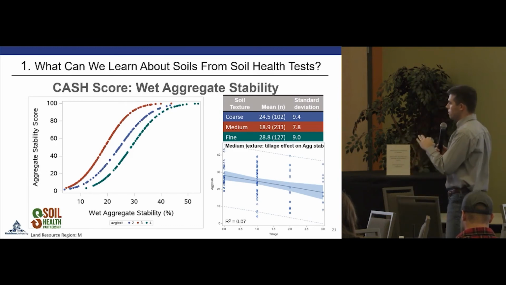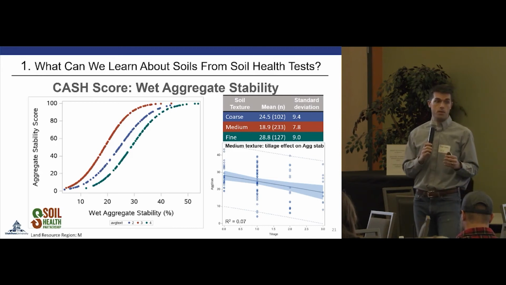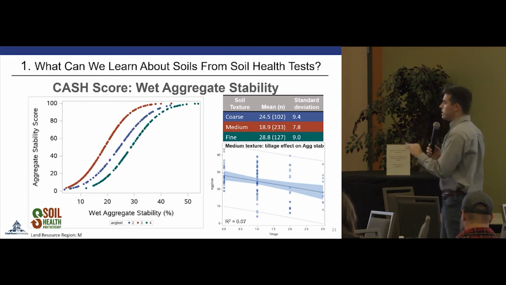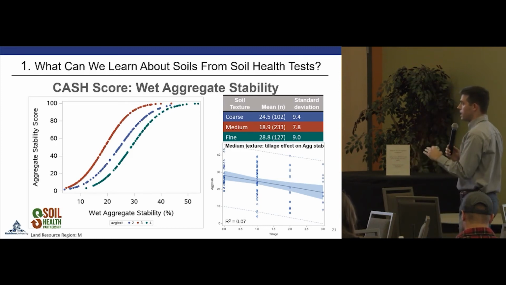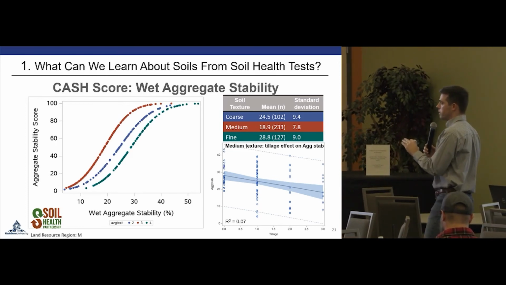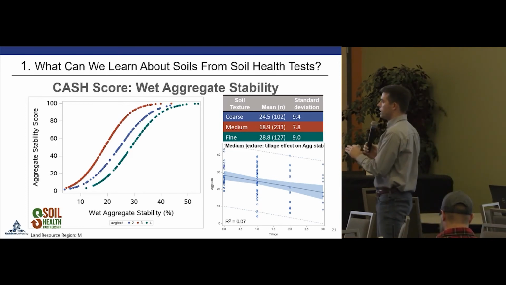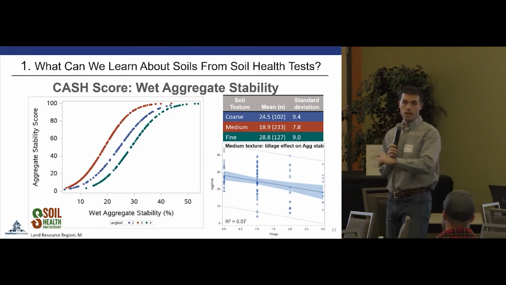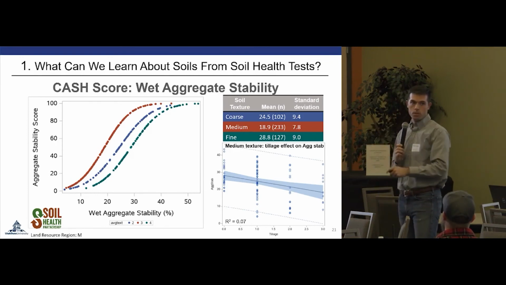So even though the regression relationship is very weak, it's still a statistically significant relationship. And this is something that we have to dig into more. It's interesting to me that the average aggregate stability is higher in a coarse soil than it is in a medium textured soil. I think this is really interesting, and this regression relationship shows a little bit about that.